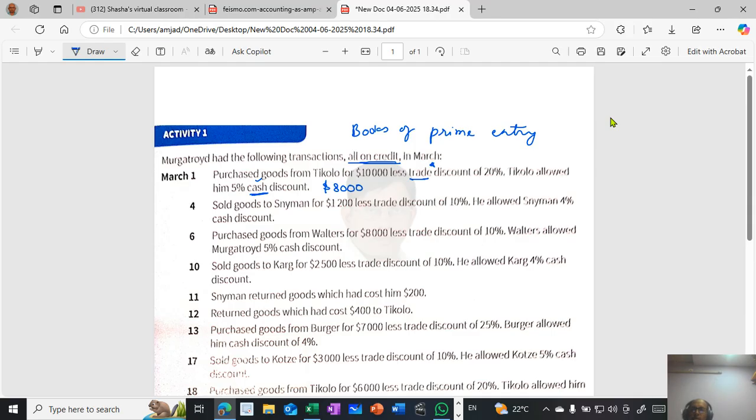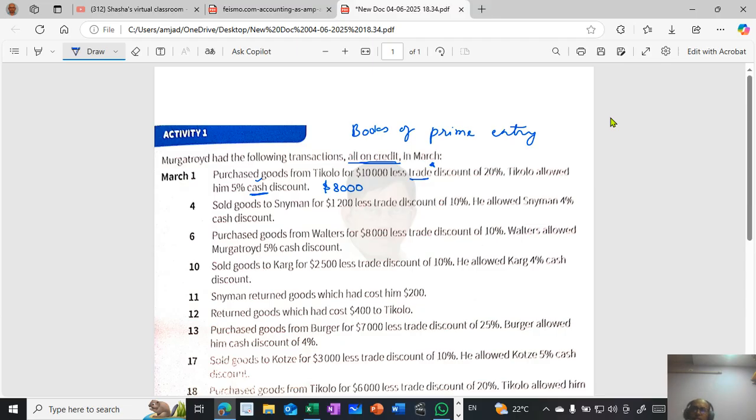So today we will work out problems from books of prime entry. In this lesson we will learn how we record books of prime entry, how to prepare books of prime entry. So this is a problem from David Hopkins.